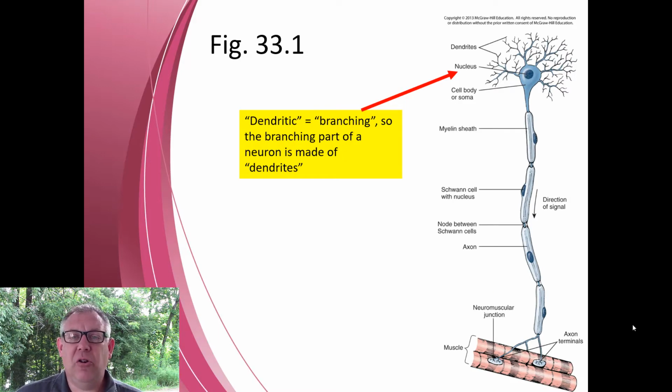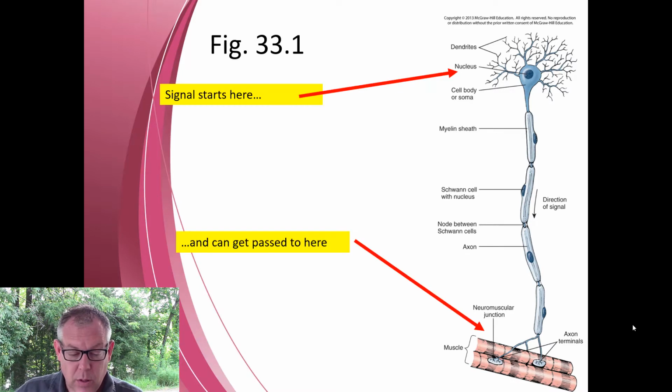So here's a figure from your book kind of showing the general morphology of a neuron. And so the signal starts on the dendritic end. Dendritic means branching. And so if you take a class in dendrology, that's the study of trees, right? Trees have branches. Sometimes streams, we say they're dendritic because they've got lots of branches. And so the dendritic end, or the dendrites, that's the branching end. And so that's where the signal starts. And then the axon is where it ends up. So the signal starts at the dendritic end and gets passed to the other end, which is the axon.